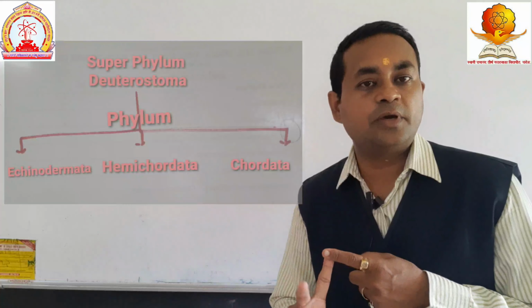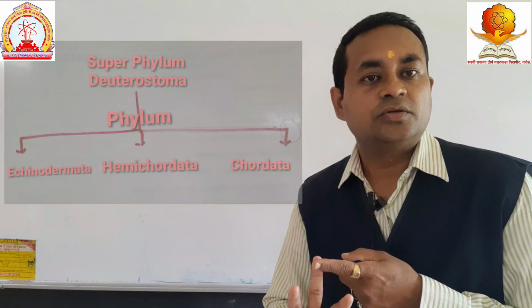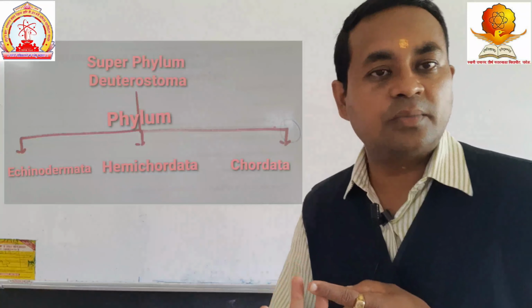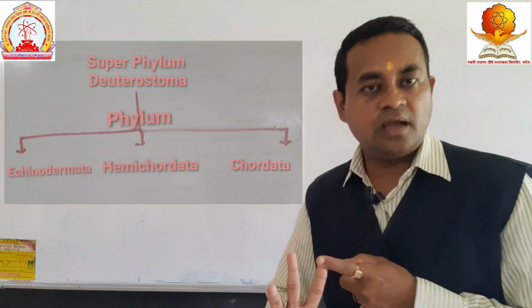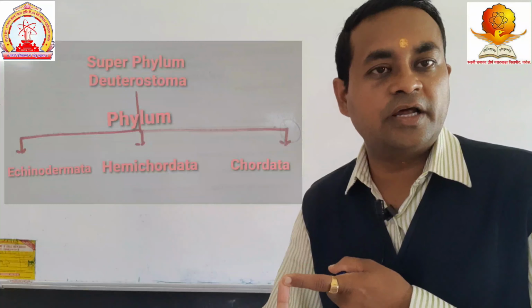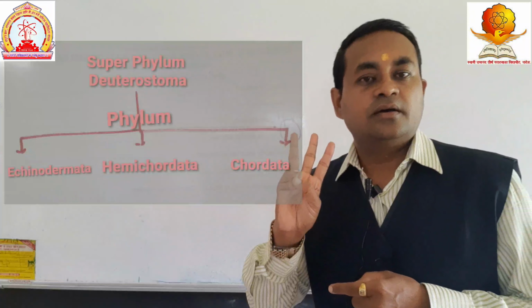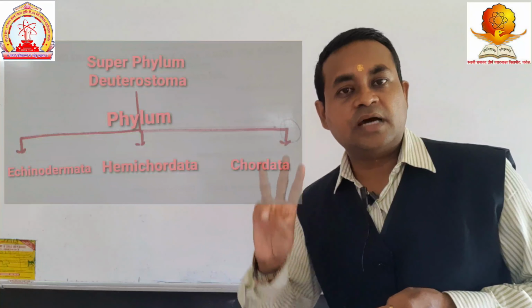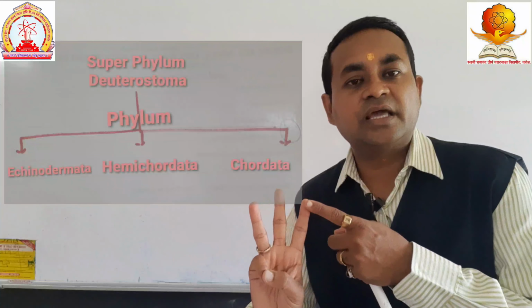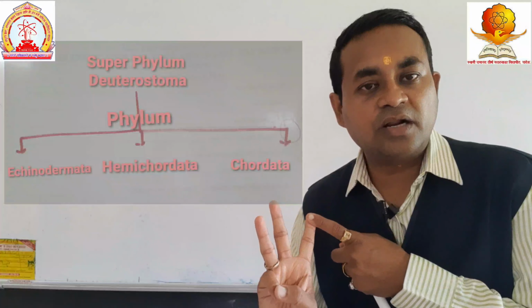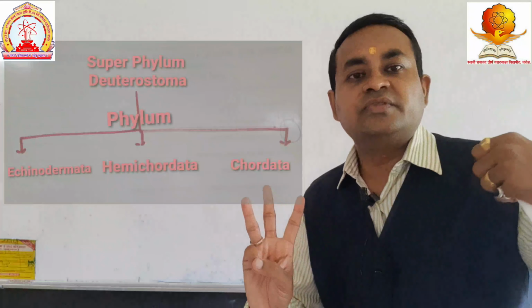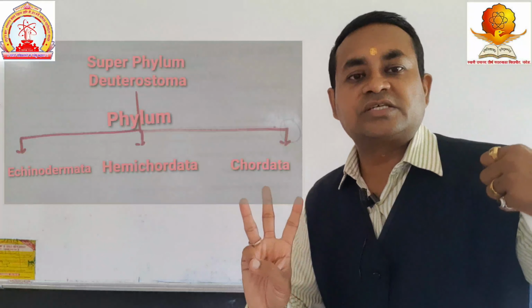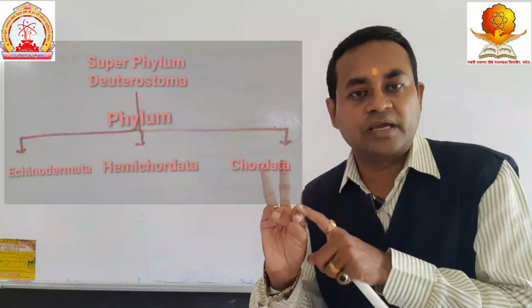First one is the Hemichordata, then we call it the Echinodermata, and Chordata. These are the three superphyla present. First one is the Echinodermata. Echinodermata means the skin consists of spines. That type of animals are included in the phylum Echinodermata.